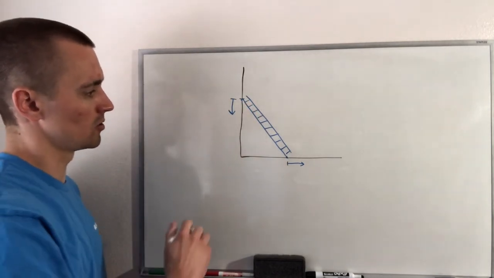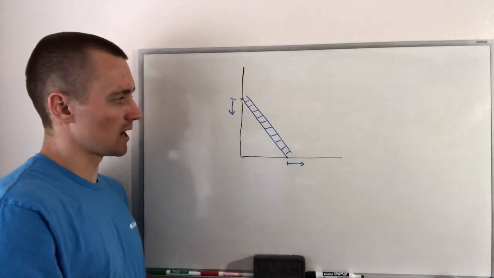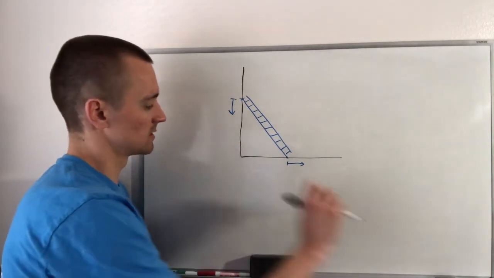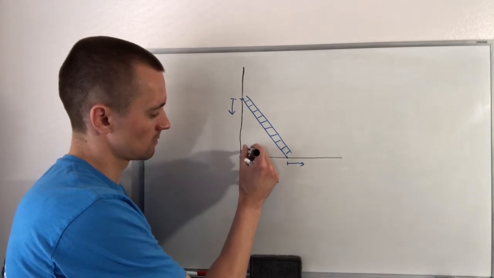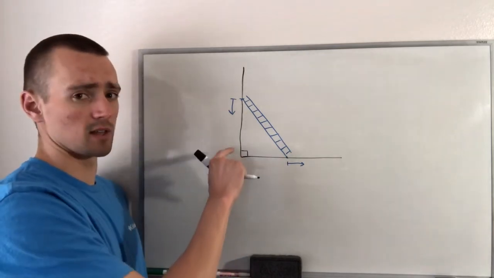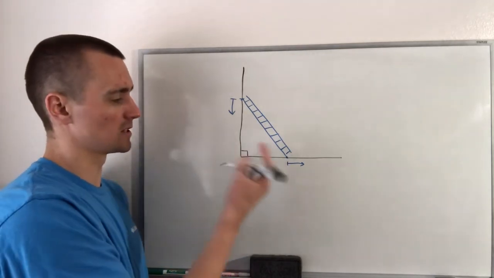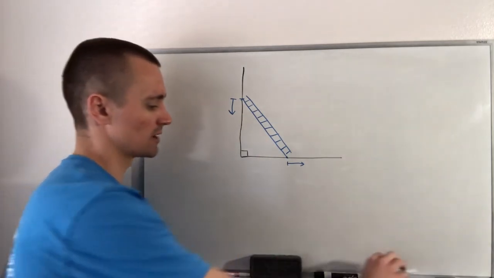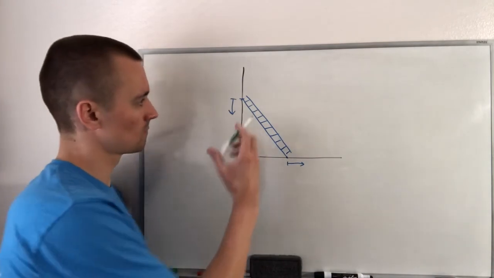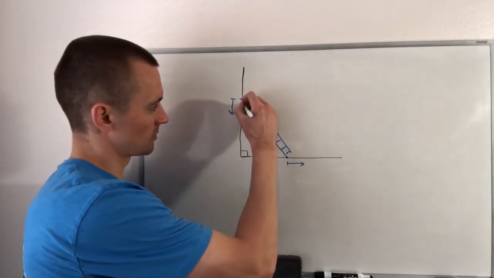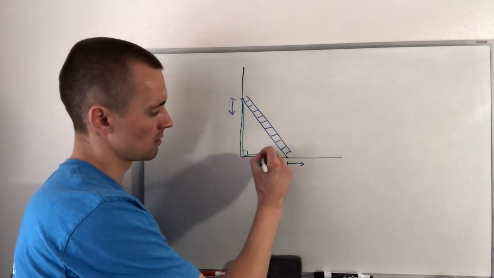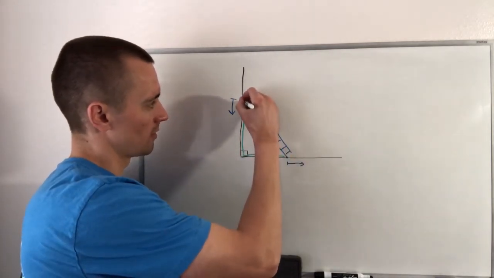Okay, so you can see essentially what we have here. The problem did also tell us that this is a vertical wall. So what that means is that the angle between the floor and the wall is 90 degrees. So you can see we basically have a right triangle here, which is made up by the wall, the floor, and then the ladder.